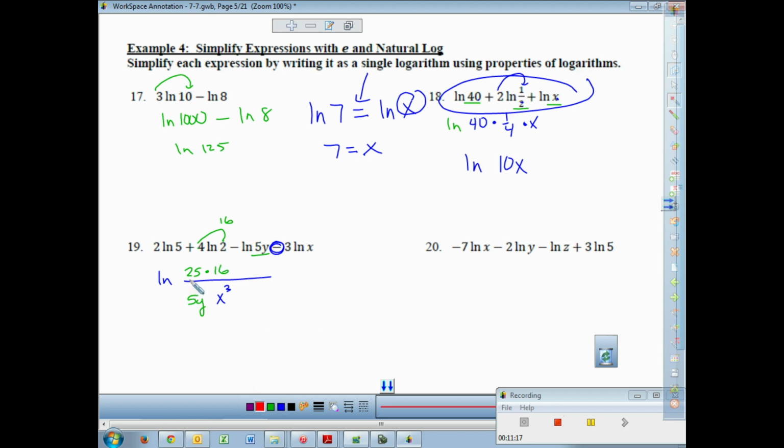You could multiply 25 times 16 if you wanted to first, but I can see something that I can reduce right away. Do you know what 25 over 5 would reduce to? 5 over 1. So doesn't that become a 5 and that becomes a 1 right there? Now I'm just going to take 5 times 16. The natural log has not disappeared because this is not an equation. This is just an expression. And you've got 5 times 16, which is 80.